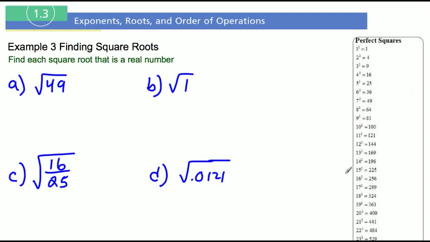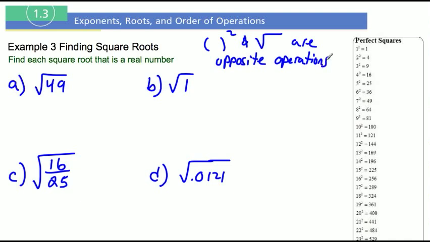So the reason why I'm giving you these is because squaring a number and taking the square root are opposite operations. Now, what do I mean by opposite operations? Opposite operations undo each other. They are the opposite of each other.